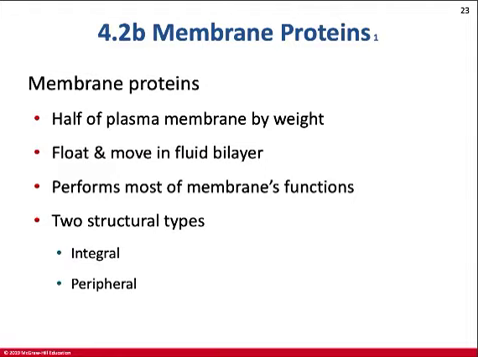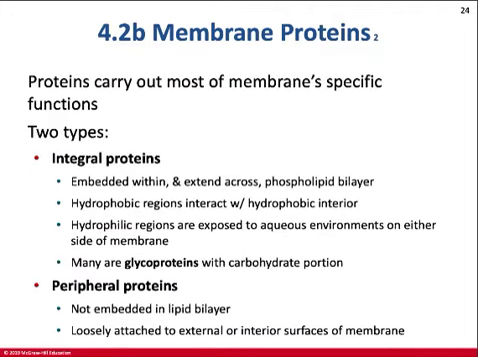The integral proteins pass all the way through the phospholipid bilayer from one side to the other. So many of these are gates, pumps, or tunnels, while the peripheral proteins are either on the cytoplasmic or the extracellular side of the phospholipid bilayer. And so that explains the location of these types of proteins.